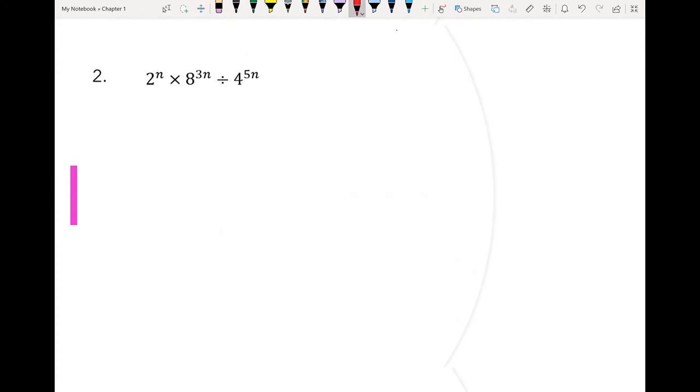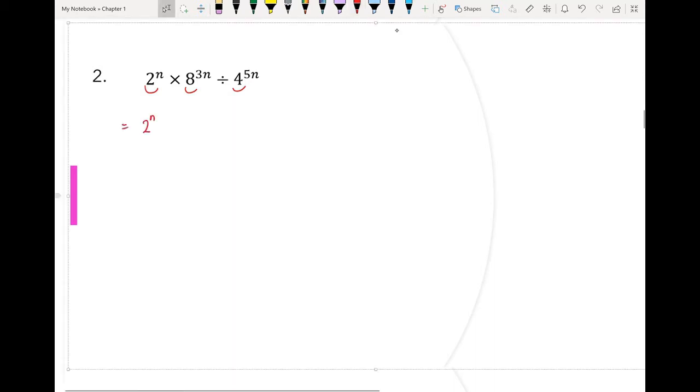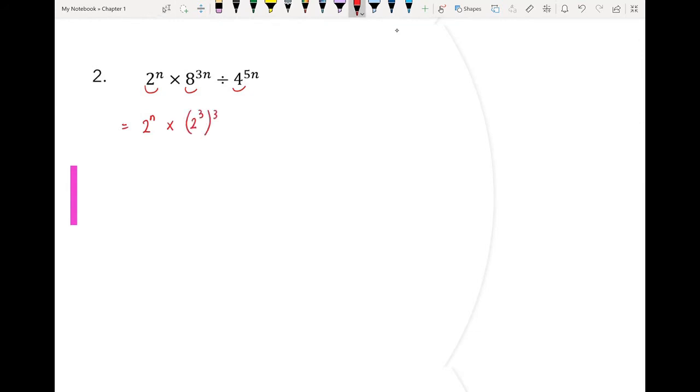For question number 2, I have 2 power n multiplied with 8 power 3n divided by 4 power 5n. First of all, we will check, are the bases the same? These bases are not the same. However, there is a connection between these three bases. 2 can be written as 2, 8 can be written as 2 power 3, 4 can also be written in the form of an index, that is 2 power 2. So now I can write 2 power n multiply with 8 as 2 power 3, and then the power is still the same, divide by 4 here written as 2 power 2, give it a bracket. The power is now 5n.